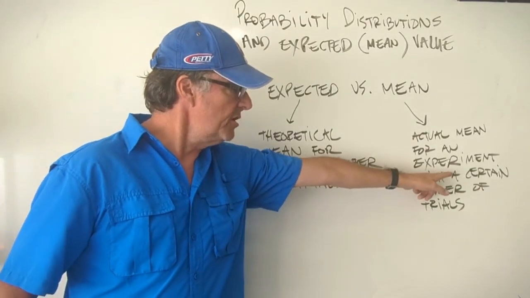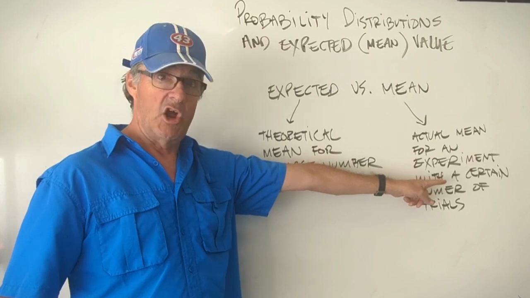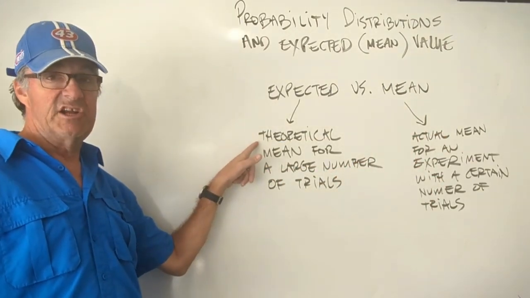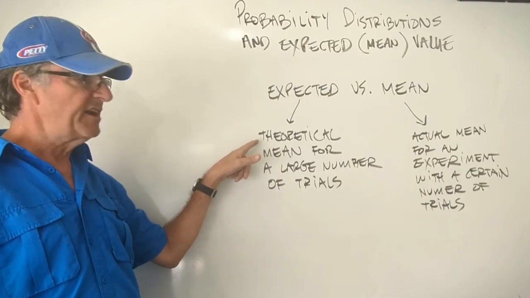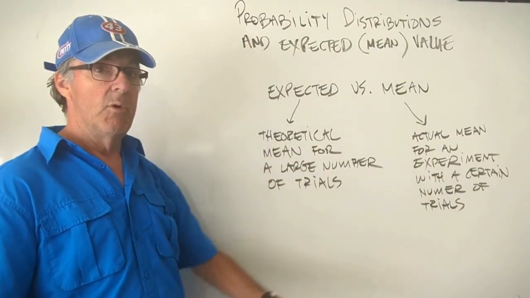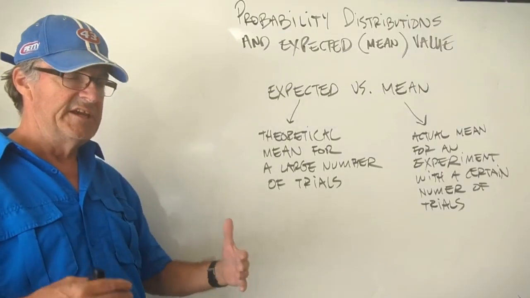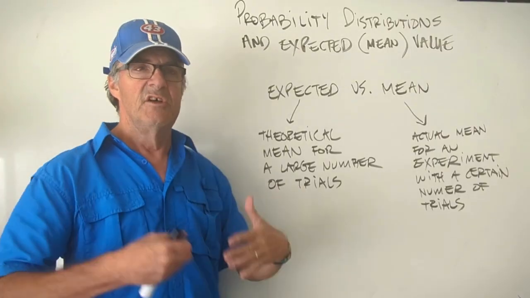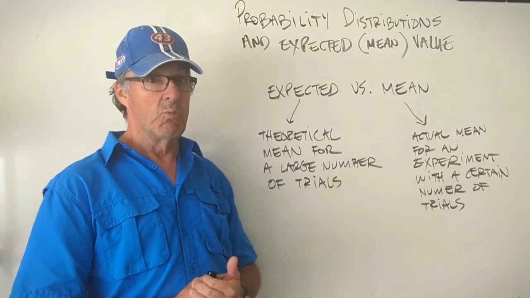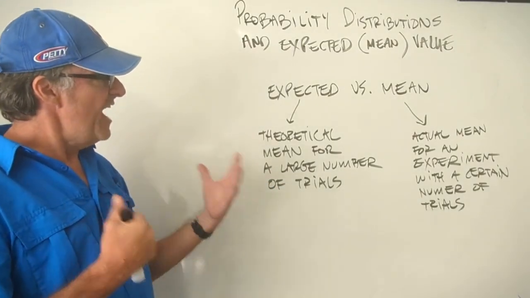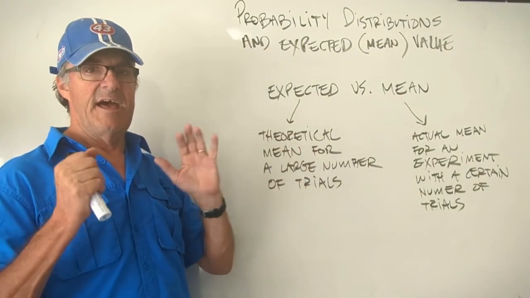Now, as this certain number of trials gets larger and larger and larger, this actual mean is going to get very, very, very close to the theoretical mean. In fact, if you do enough trials, they will be indistinguishable because we know, due to probability, the more and more trials, the closer your experimental calculation will get to the actual theoretical. So that's the difference between expected and mean.